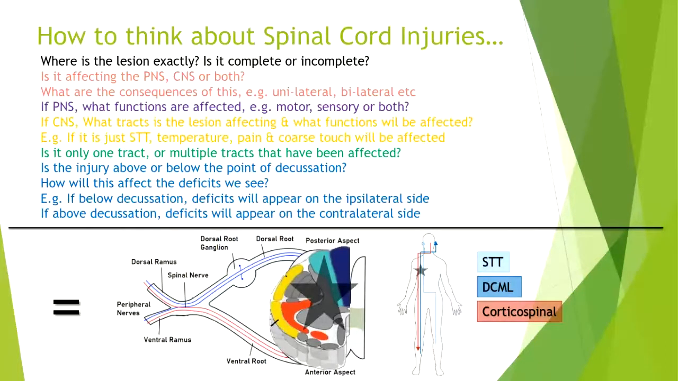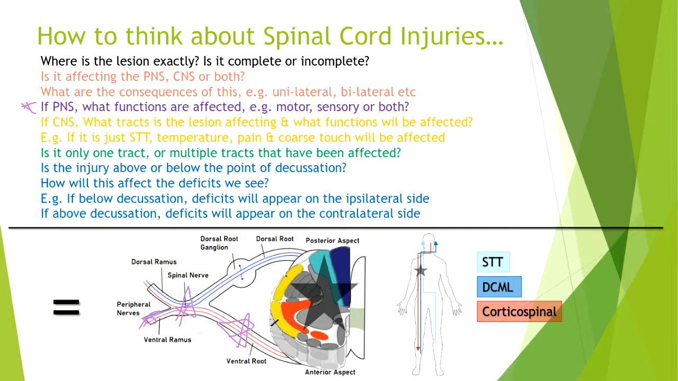Next you need to ask yourself if it's affecting the peripheral nervous system, the central nervous system, or both. So if we have a lesion, I'm going to draw in purple for the peripheral nervous system. If a lesion is out here on our peripheral nerve, here on our spinal nerve, or here on our ventral root, they're all going to be peripheral nervous system injuries. With a peripheral nervous system injury, you're most likely going to see that be unilateral, because it's not in that vertical cord or those tracts.